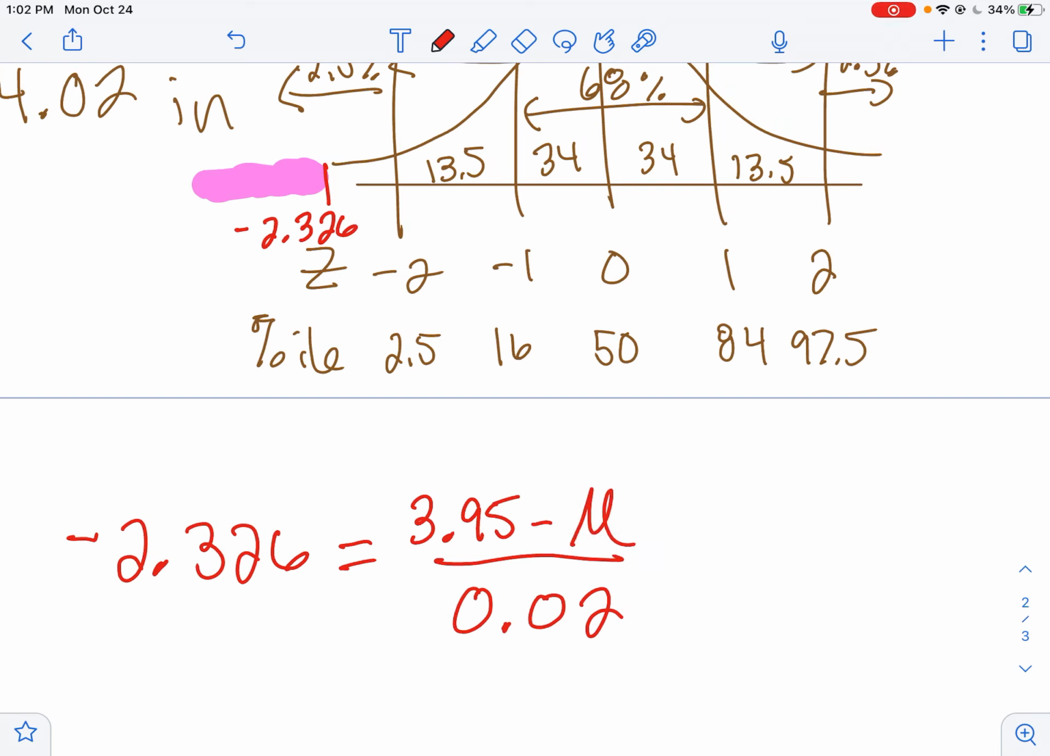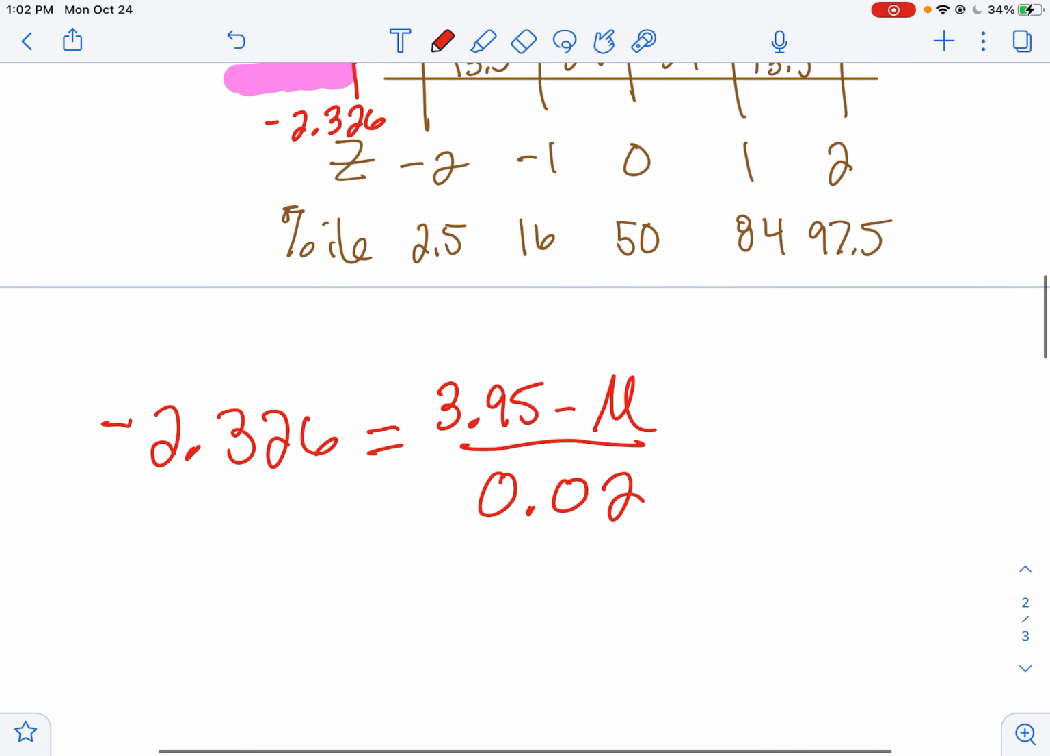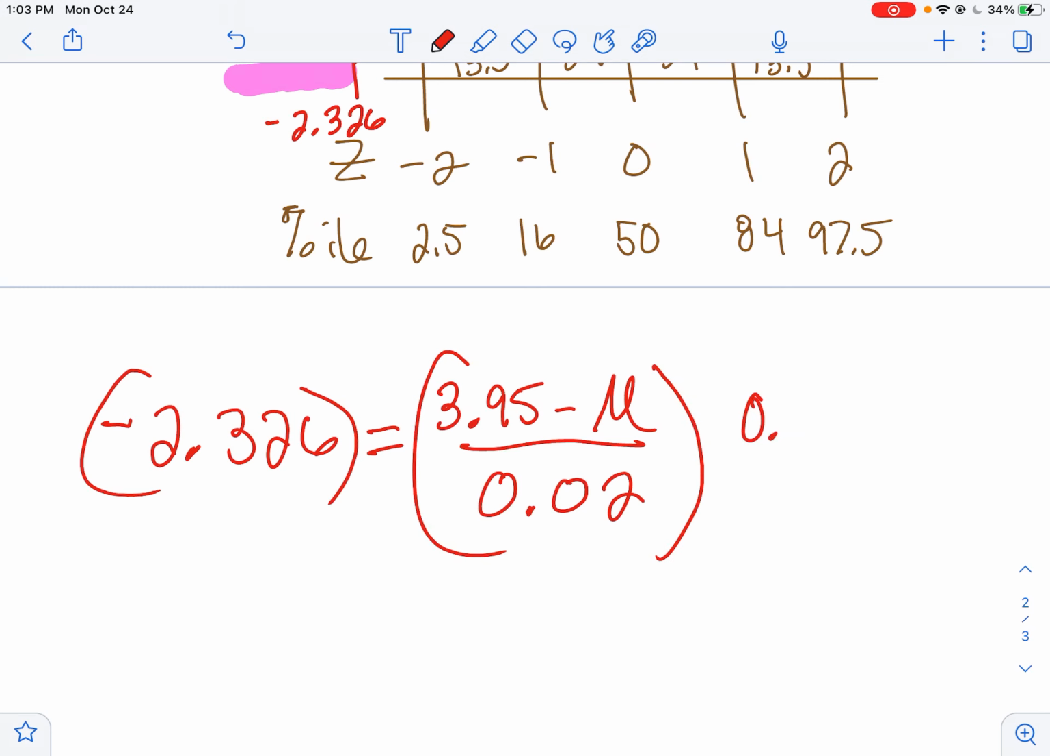So if I take what the fast food restaurant wants, subtract whatever the mean the manufacturer is going to give me, divide by that still standard deviation, this should be my z-score, so I'm getting 1% of data values less. And now I'm going to have to do some algebra here. So for those of you who don't like algebra, I'm sorry, but you do have to do it. So I'm going to multiply each side by 0.02.